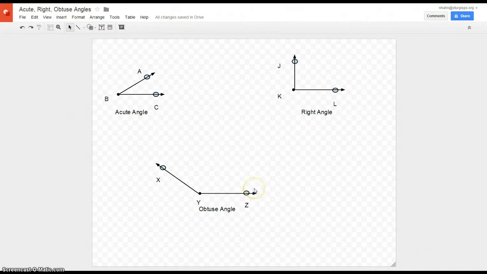Hopefully this helps you understand acute, right, and obtuse angles and helps you with your assignment.